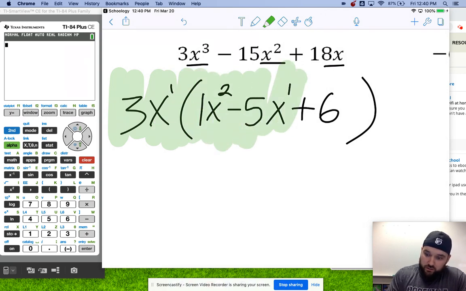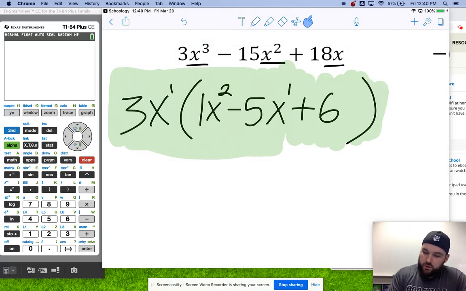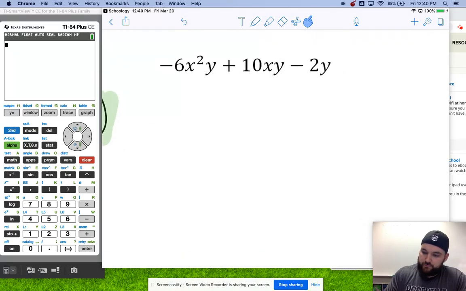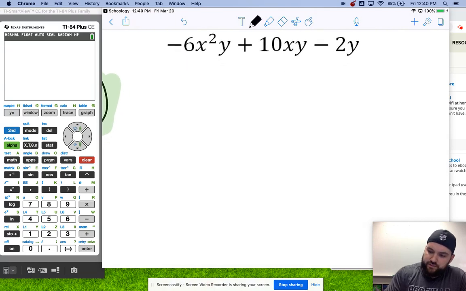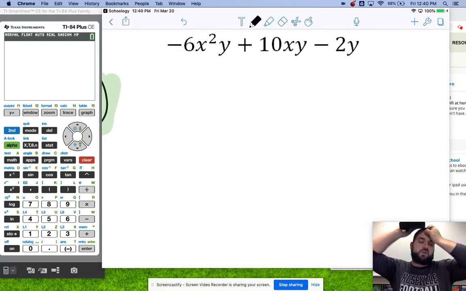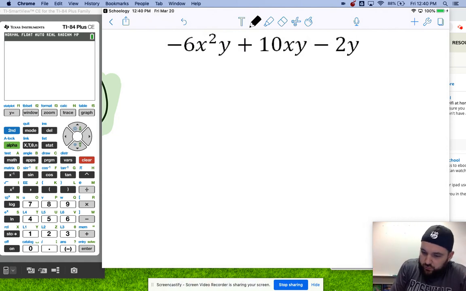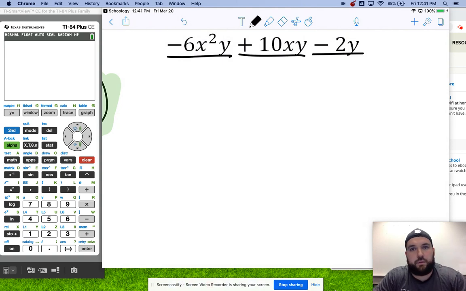Every 1 that you see in here is unnecessary. You do not have to write it, okay? So there's that. And then here, now this is the first example we've had where there's terms with multiple variables in it. So again, just to reiterate, there are 3 terms there. They all have a number. They all have variables. So what number can divide negative 6, positive 10, and negative 2?